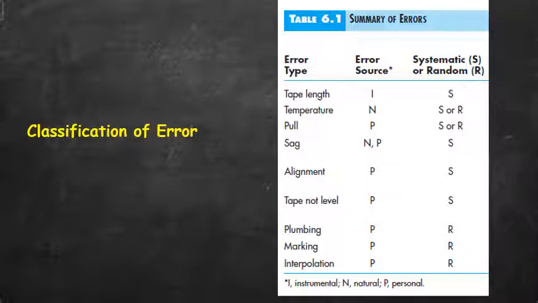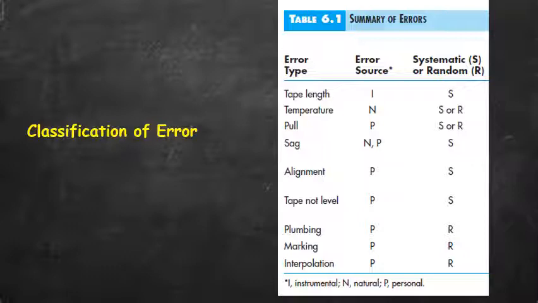So next we have pull. It is a personal error because it depends on what kind of pull, or how much force, we apply to stretch the tape. So it is systematic and also random. The sag correction is natural, because naturally the tape has weight, and also personal, because it depends on how much the person stretches the tape or how heavy a tension he applies.